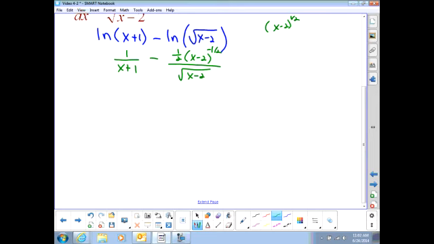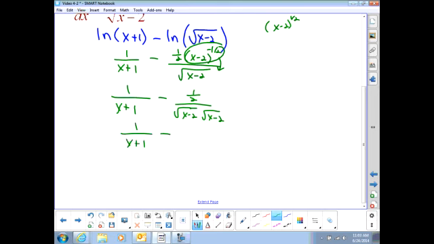Well, a negative exponent will bring this down to the bottom. So this is 1 over x plus 1 minus 1/2 over square root of x minus 2 times another square root of x minus 2. This will give us 1 over x plus 1 minus square root of x minus 2 times square root of x minus 2 is just x minus 2. And the 2 from the 1/2 will also come on the bottom.